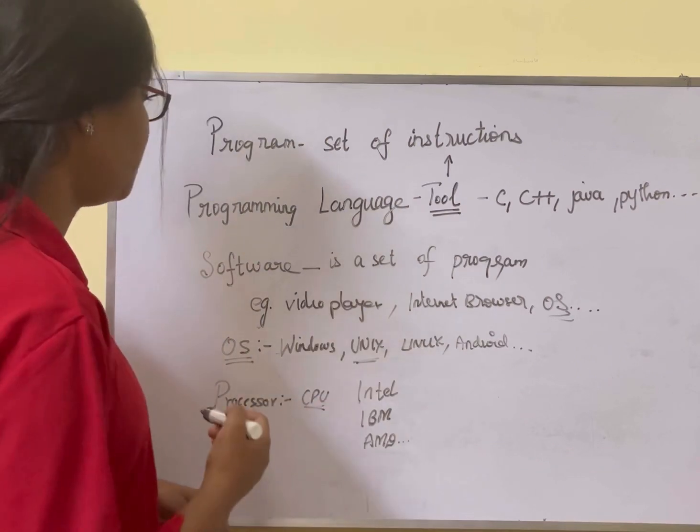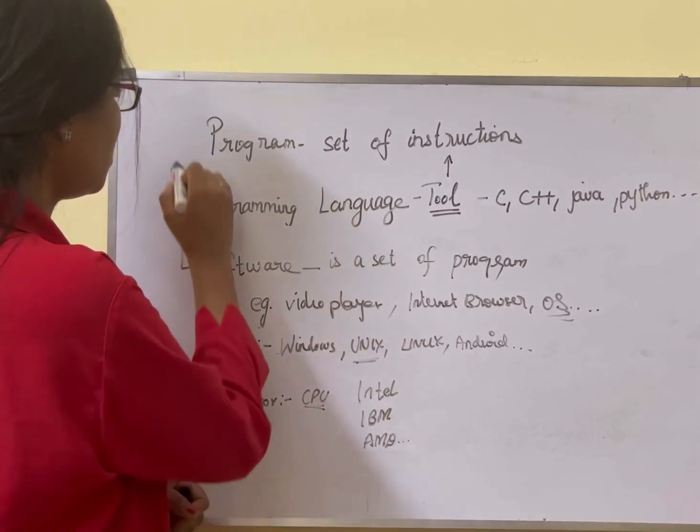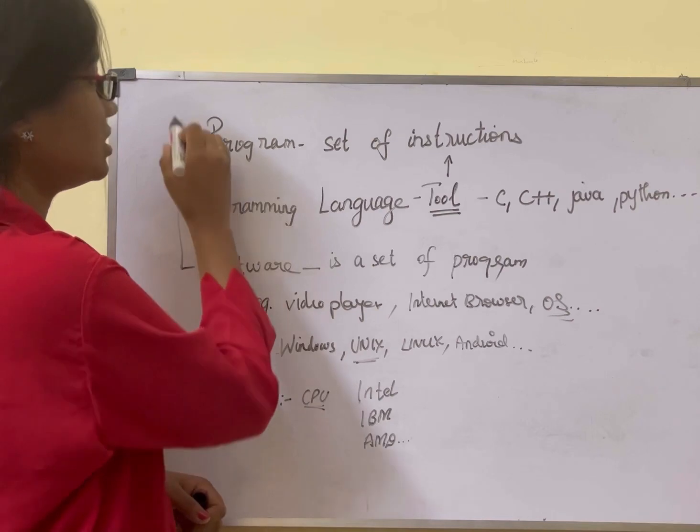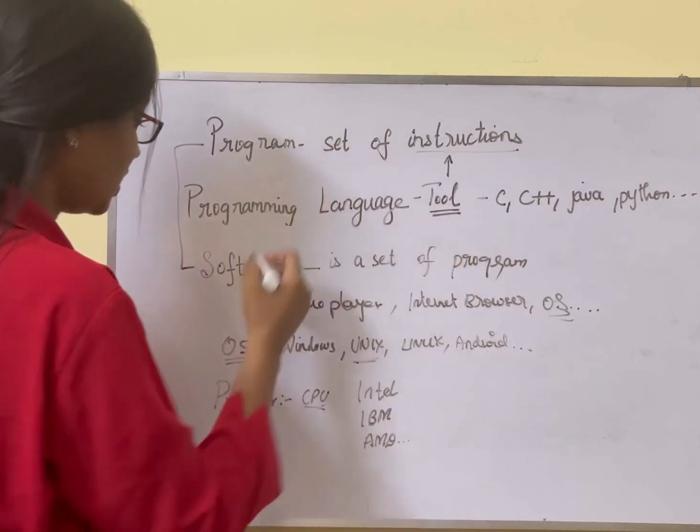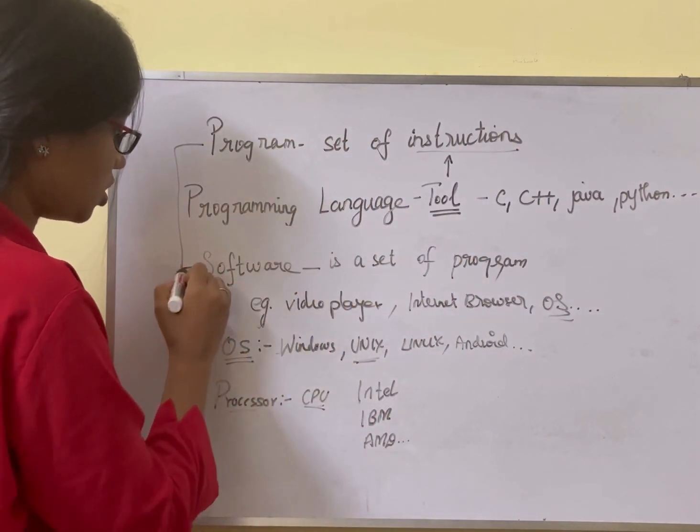So to be very simple, software is a collection of programs. Program is a collection of instructions. And what is OS? It is one of the softwares.